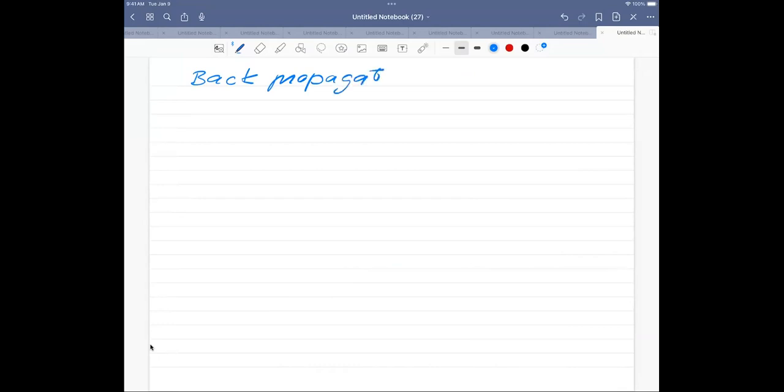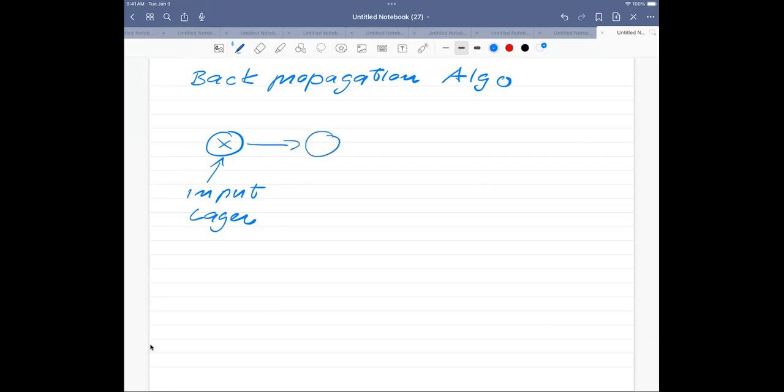Propagation algorithm. So if we look at a neural network, and we do this in a graphical way, which is often very convenient, then we would have an input layer. And then this feeds into a series of hidden layers. I'm just going to write this with dots in between here.